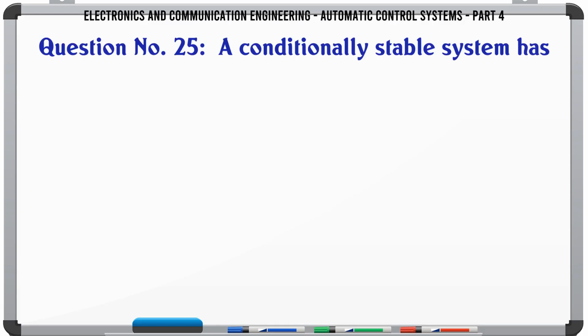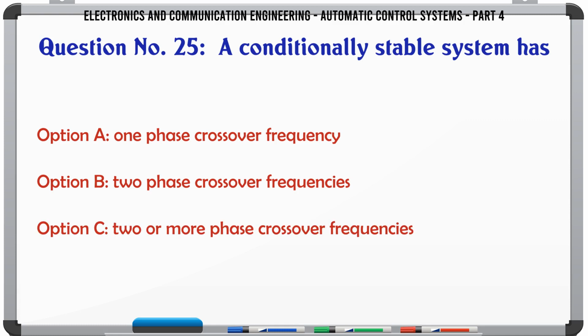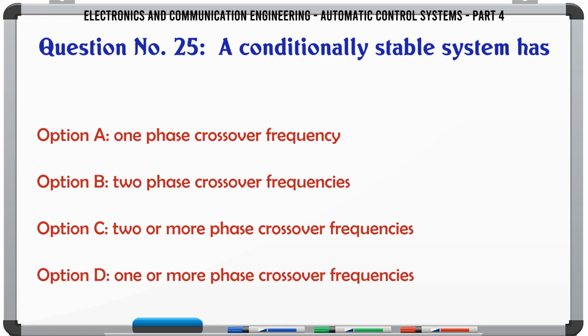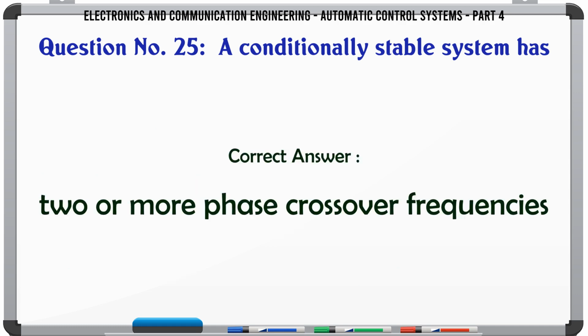A conditionally stable system has: A. one phase crossover frequency, B. two phase crossover frequencies, C. two or more phase crossover frequencies, D. one or more phase crossover frequencies. The correct answer is two or more phase crossover frequencies.